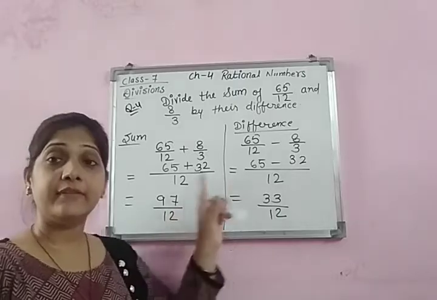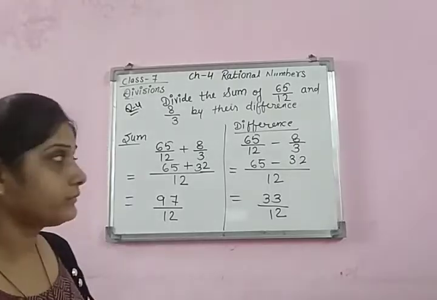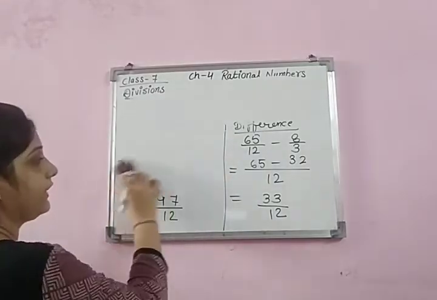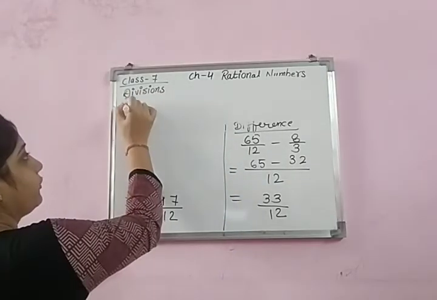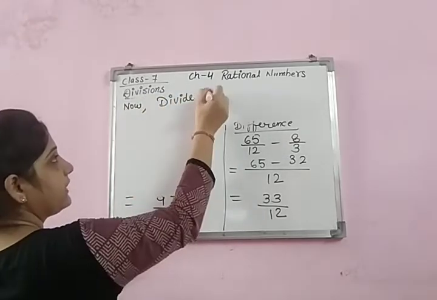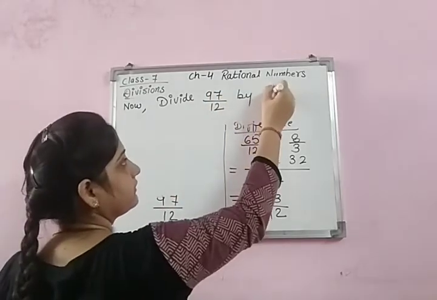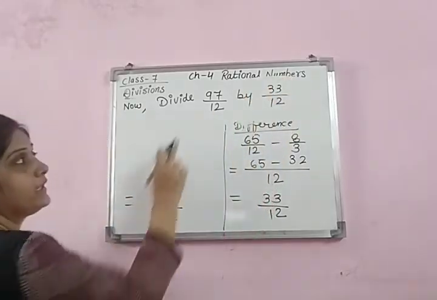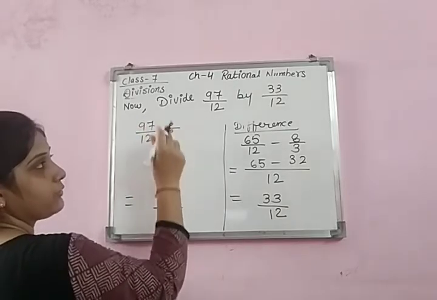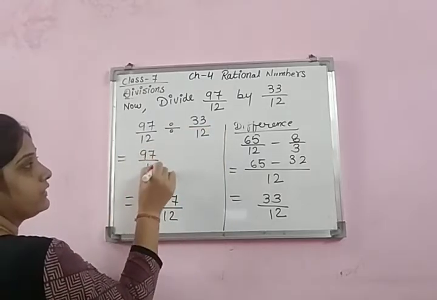Now this sum is divided by the difference. So 97 upon 12 divided by 33 upon 12. Let's do that. And division, everyone knows that division. So now, the sum divided by the difference. The difference value is 33 upon 12. Now we have to divide the sum by the difference. 97 upon 12, we are doing division, so put the division sign. 33 by 12. Division, you know how to solve.